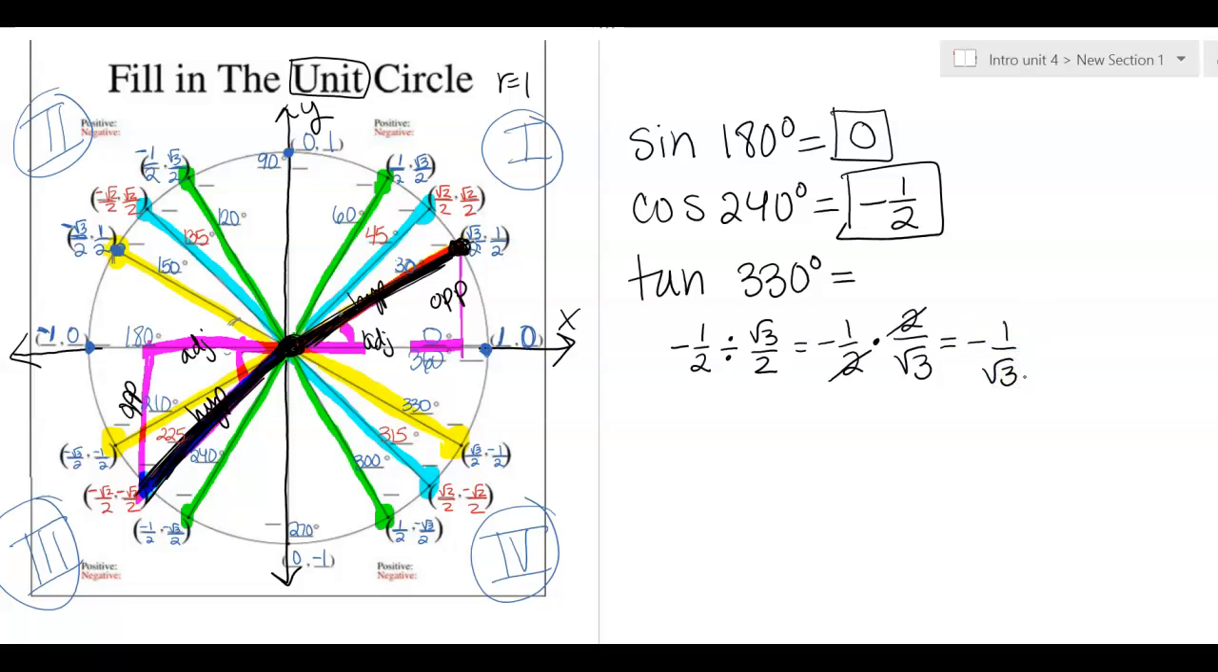That's an answer, but it's not technically in the most proper form. So like we talked about over the last couple days when we were filling out those charts and doing our special right triangle calculations, we would want to rationalize the denominator by choosing to multiply by rad 3. And this will give us -rad 3 over 3. So the tangent at 330 degrees is -rad 3 over 3.